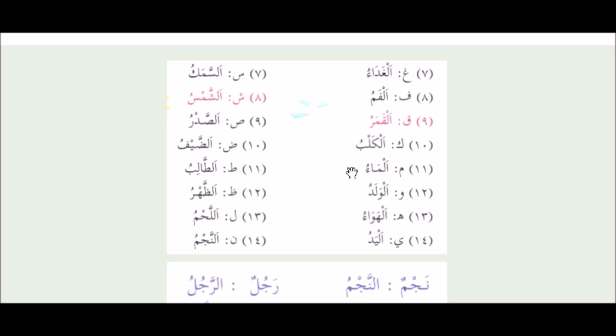Al-Ma'u, the water. Al-Waladu, the boy. Al-Hawau, the air. Al-Yadu, the hand. As-Samaku, we are not going to pronounce the Lam. As-Samaku, the fish. Ash-Shamsu, the sun. Al-Sadaru, the chest. Al-Defu, the guest. Al-Talibu, the student. Al-Zaharu, the bag. Al-Lahmu, the meat. Al-Najmu, the star.